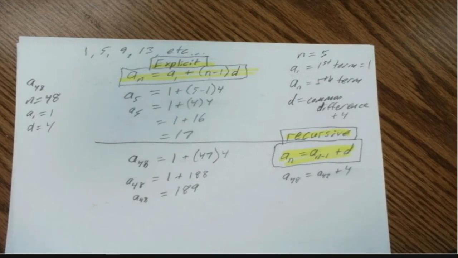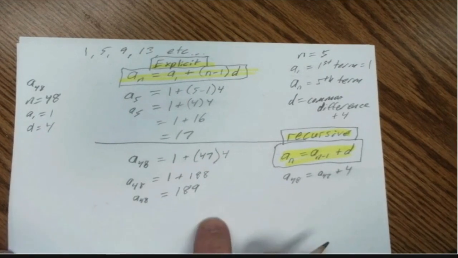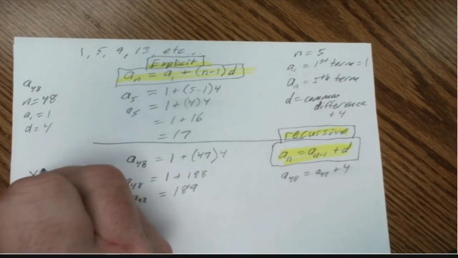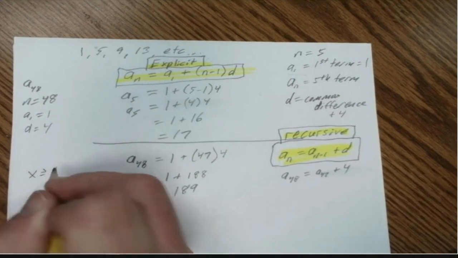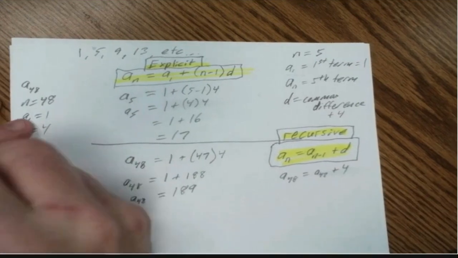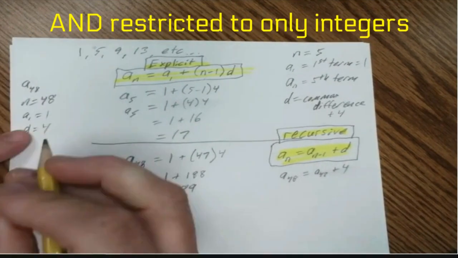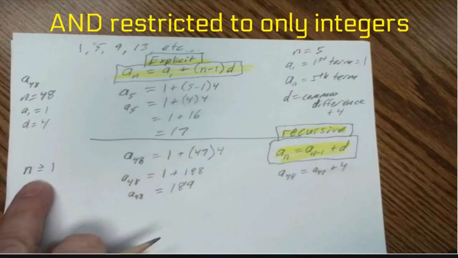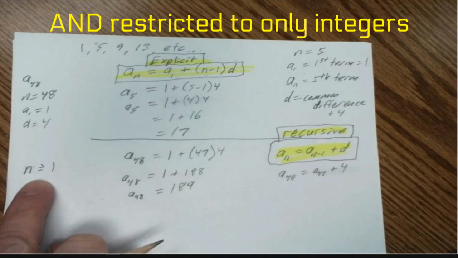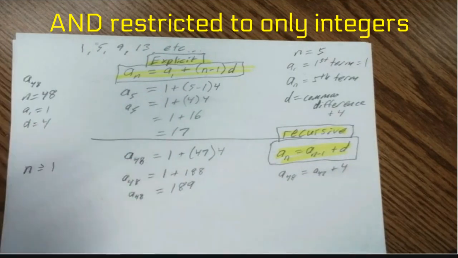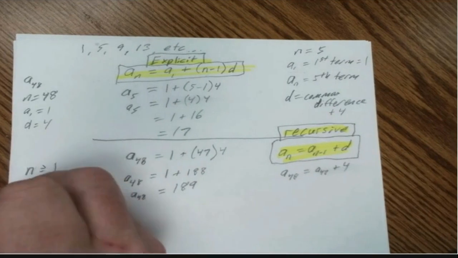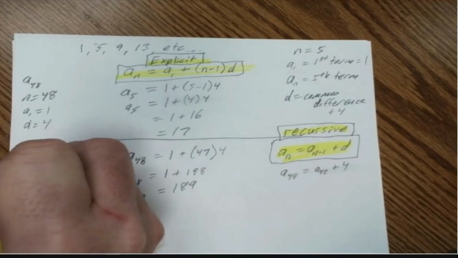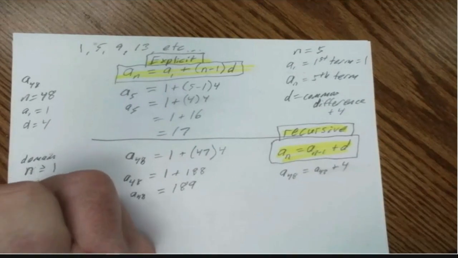Now, what restrictions are there on this? Well, the domain is restricted. The domain is restricted to x's greater than or equal to 1. Or n's, I guess we should say, not x's, but in this case, n's. We can't find the negative first term. We can't find the 0 term of this. The n has to be greater than or equal to 1. That's the domain. The range is unrestricted.